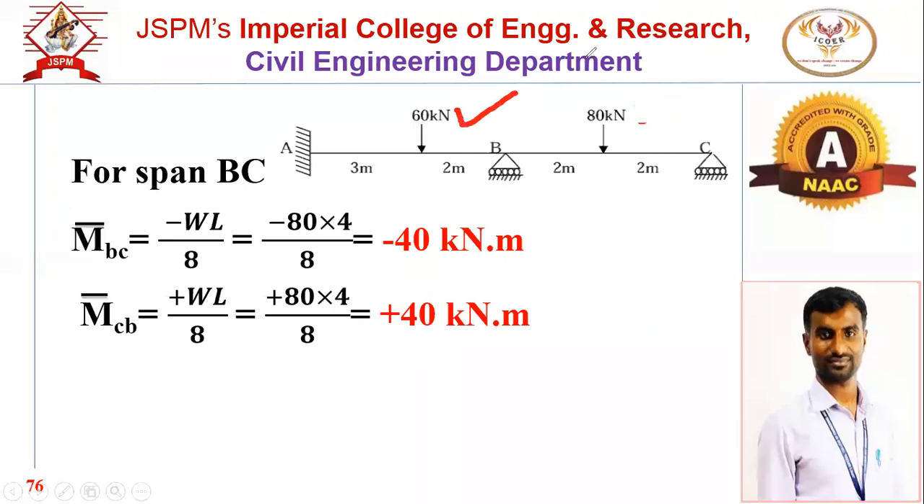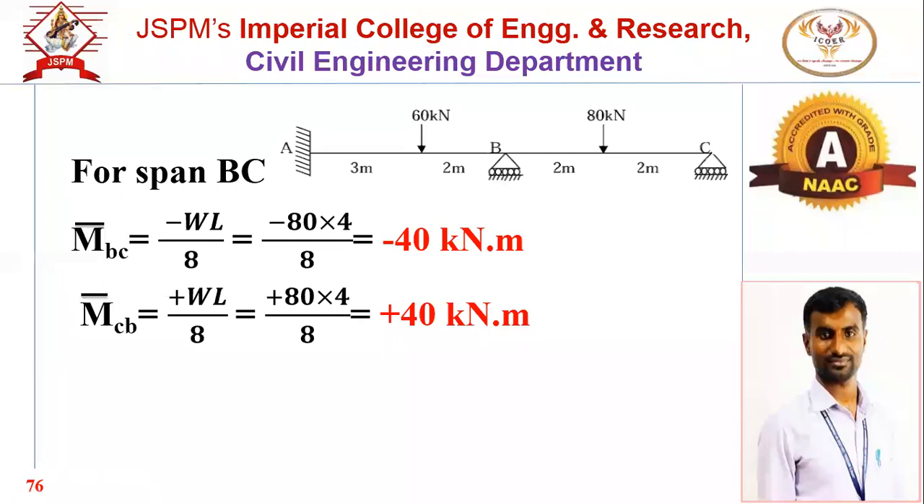But we know that support B is having the settlement or the sinking. This is the pattern of sinking. So the sinking will be like this. For AB member, this is the right end, and for BC member, this is the left end. Okay, means for AB member, minus fixed end moment you have to consider, and for BC member, plus fixed end moment we have to consider.